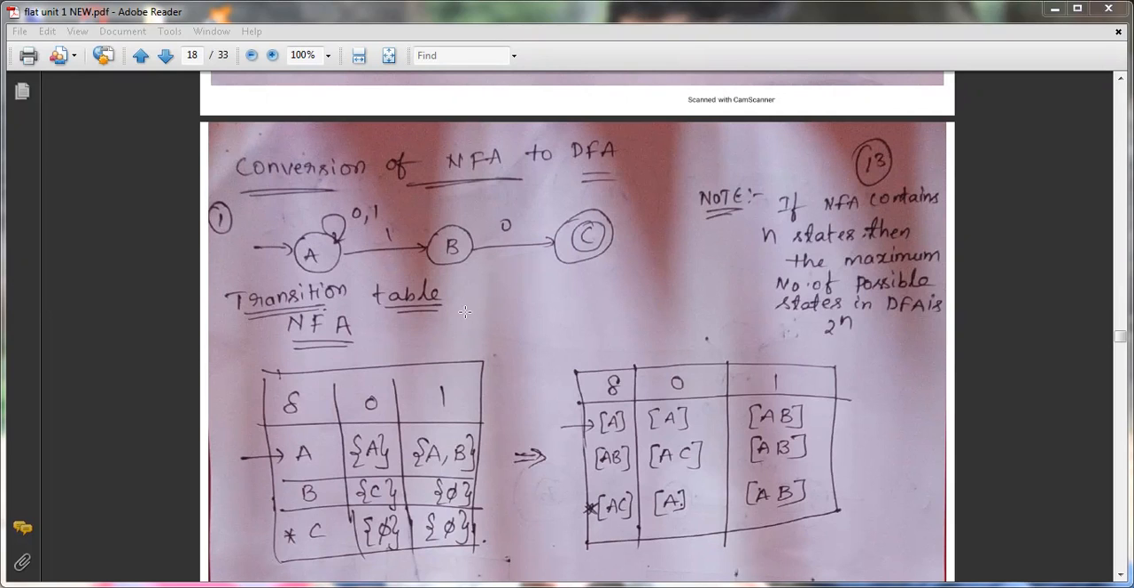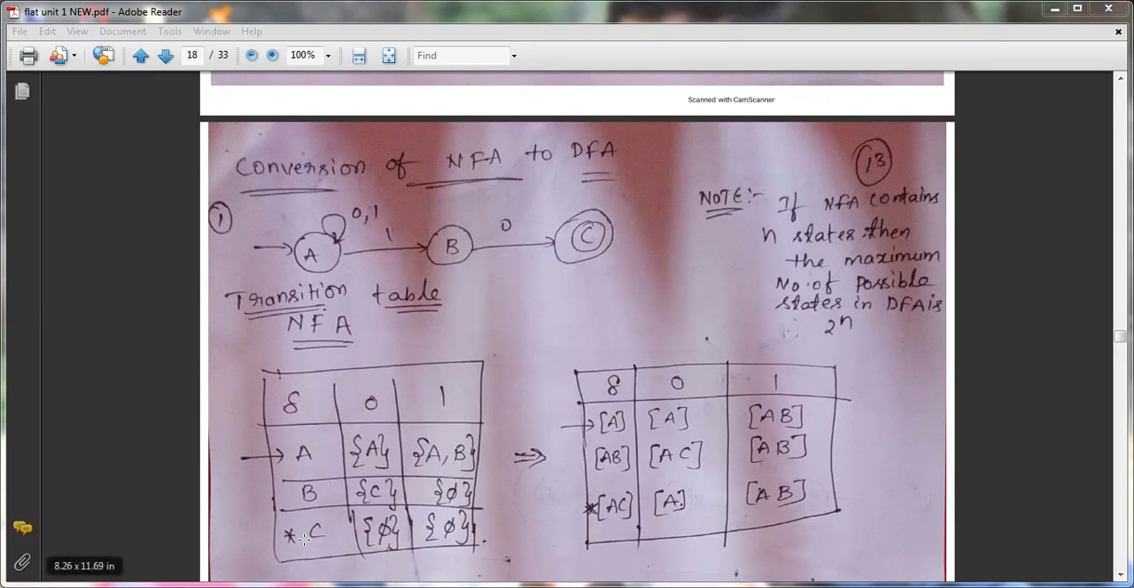First, we have to draw the transition table for the NFA. A on 0 is going to where? A. Always in this NFA transition table we have to use the flower braces. A on 1 is going to where? A and also B, so I have taken it as A, B. B on 0 is going to C, so I have taken it as C. B on 1 is going to where? It is not going anywhere here. So B on 1 is not there, so I am going to have a null state.